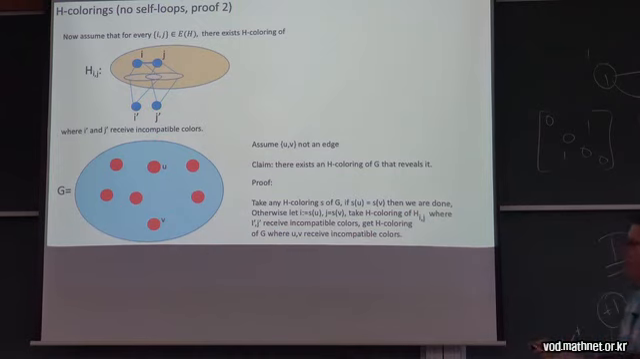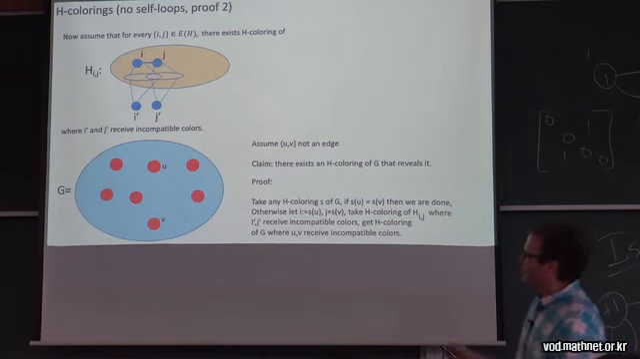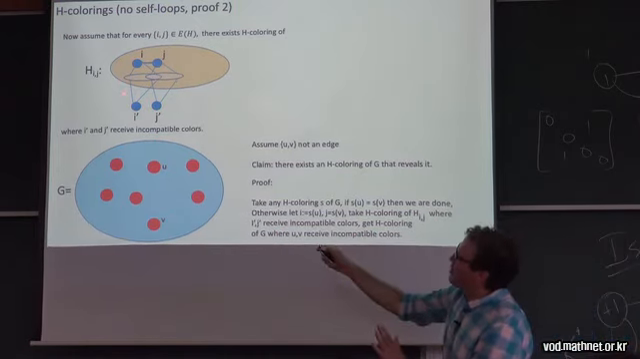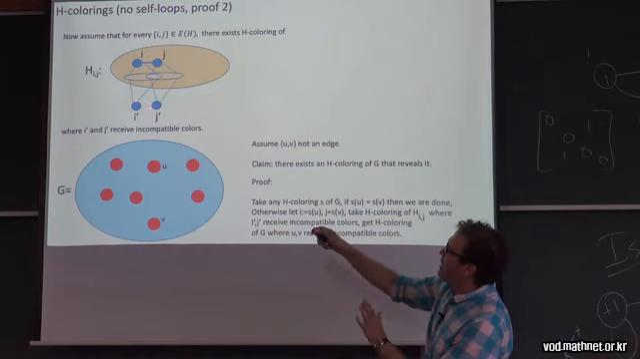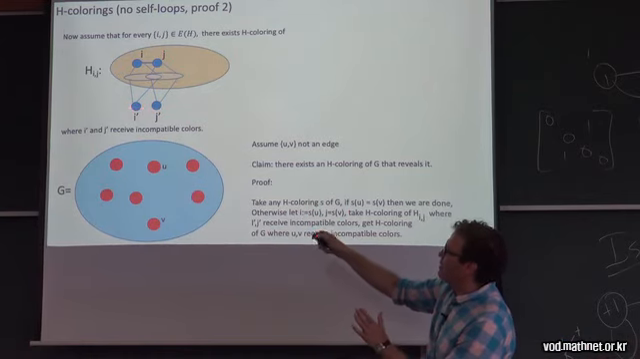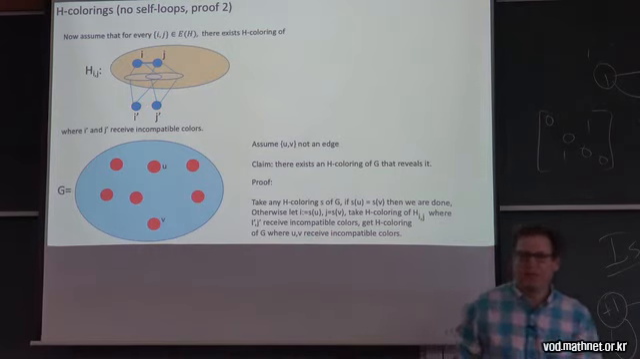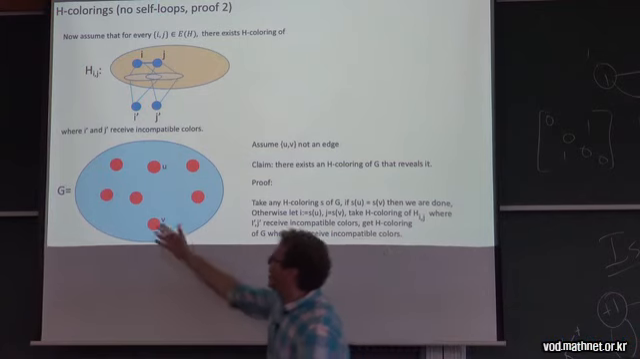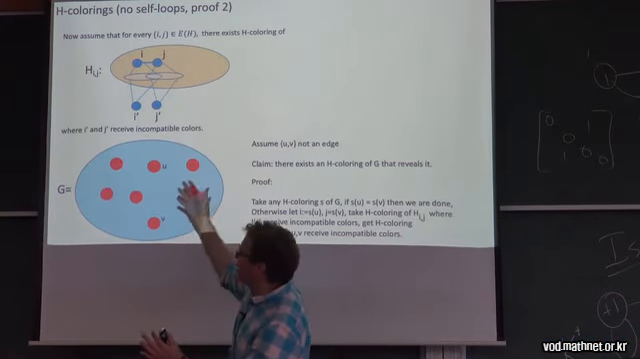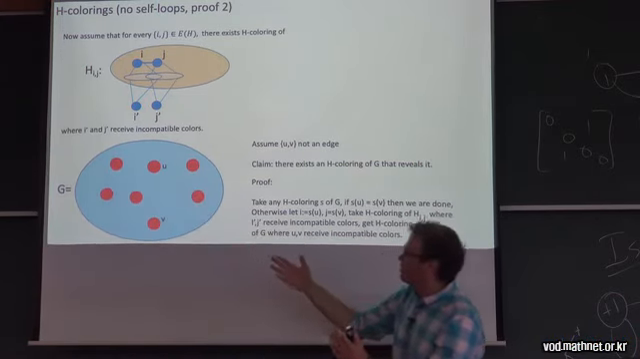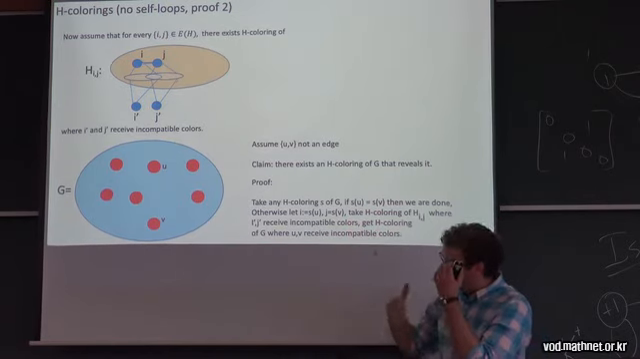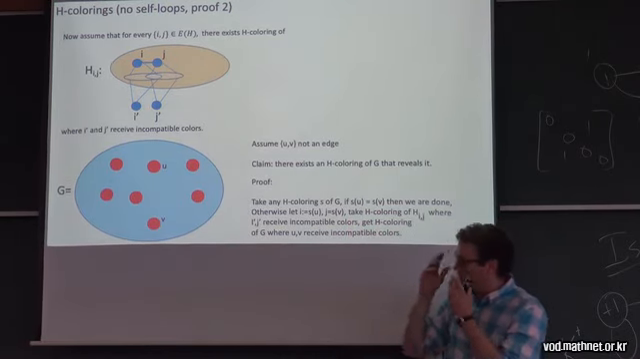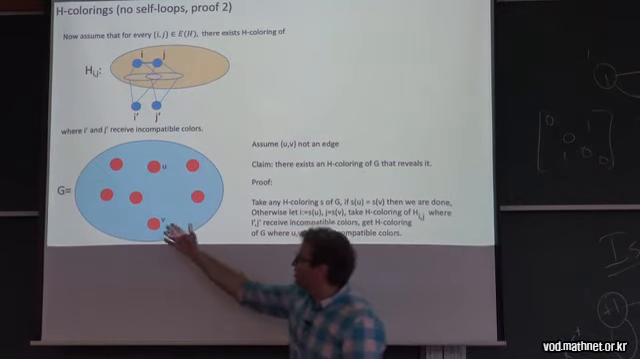Okay, so what do I do? So remember, what do we know? We know there is a coloring of this graph where I prime and J prime get incompatible colorings. So they cannot be adjacent to each other. So that's what we assumed. That was the hypothesis. So now, take any coloring of G you want. It's an H coloring. Take any H coloring of G. It doesn't matter which one. And there's got to be at least one, otherwise it's not a very interesting question that we're asking. So there's at least one H coloring of G.